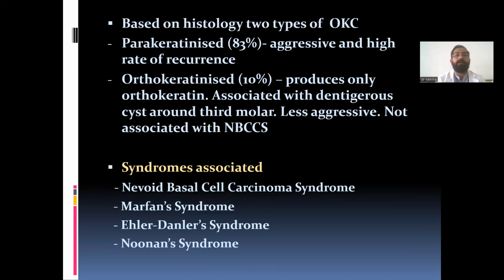Based on the histology, there are two types of OKC: parakeratinized and orthokeratinized. Most of the time, about 30% are parakeratinized. It's aggressive with a high rate of recurrence. Syndromes associated with OKC are nevoid basal cell carcinoma syndrome, Marfan syndrome, Ehlers-Danlos syndrome, and Noonan syndrome.